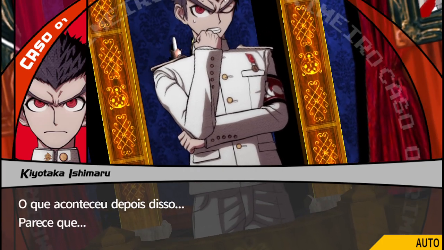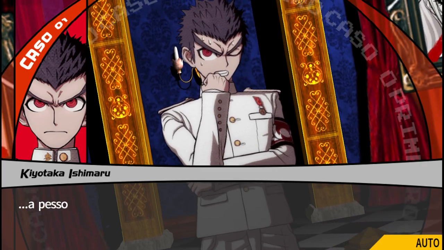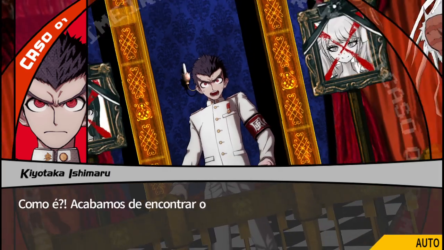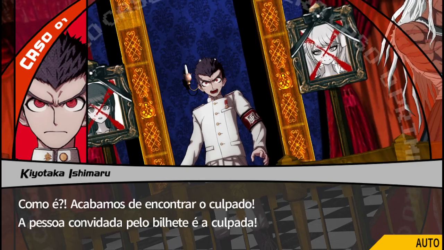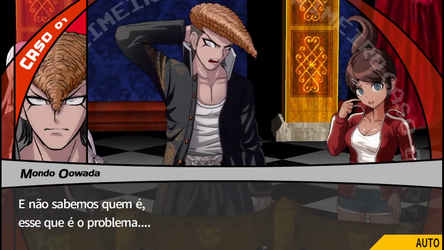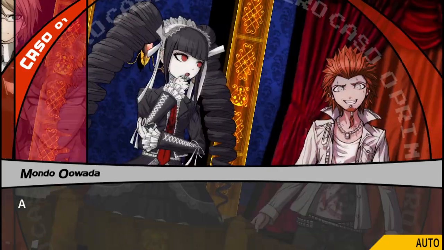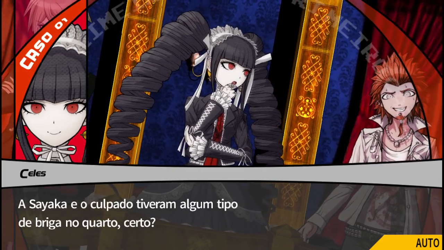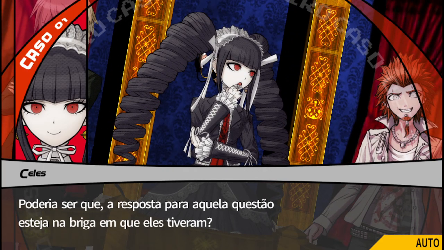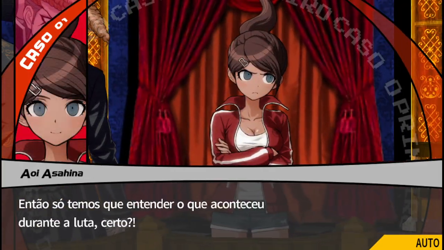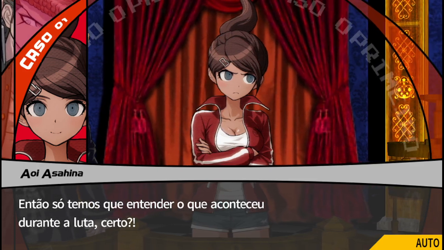What happened then was probably that whoever she invited over came in and attacked her. We figured it out! We know who did it! Whoever she invited over is the culprit! But we still don't know who it is, you goddamn idiot! Sayaka fought with her killer there in the room, yes? Perhaps the answer to our previous question lies in that initial struggle. Yes, I think you're right. Then we just have to figure out what happened during the fight, right?